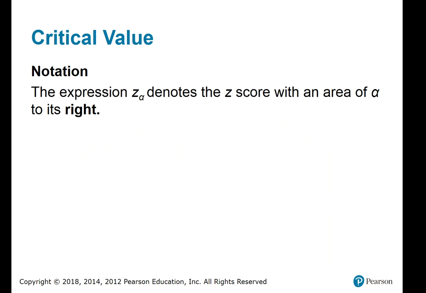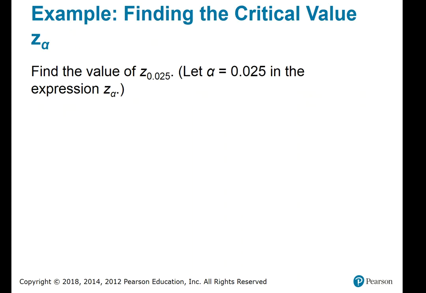We can also work the other direction where instead of giving us the z-score and asking us to find the probability, they can give us the probability or the area and ask us to find the z-score. The expression z alpha denotes the z-score with an area of alpha to its right, so this is alpha here that they're talking about. Notice that this talks about alpha being to the right. So this one says find the value of z with alpha equal to 0.025. So now remember they just said it was to the right.